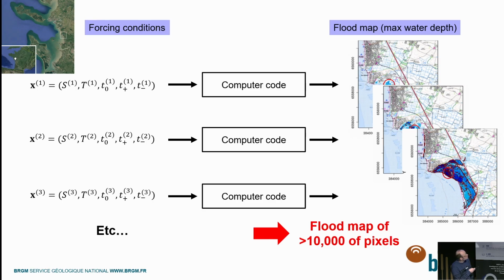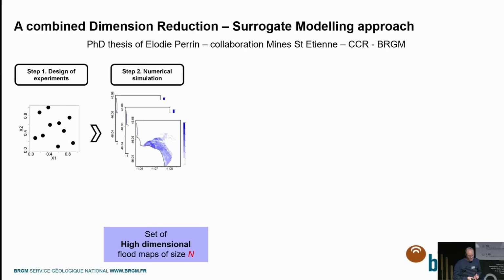What is important is this number. We are manipulating output quantities which are high-dimensional, here more than 10,000 pixels. So we have to adapt somehow the surrogate modeling approach to deal with such high-dimensional output. So that's a third PhD, the PhD of Élodie Perrin. This was a collaboration with Olivier and some colleagues from the CCR, the Reinsurance Institute.